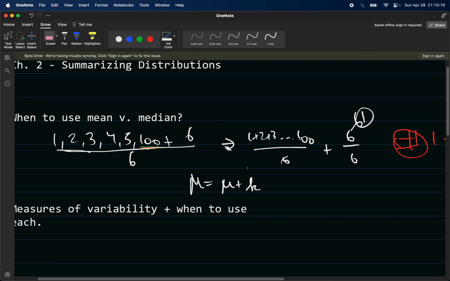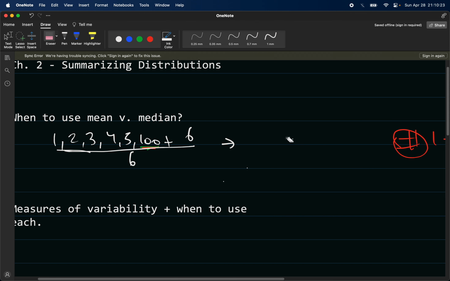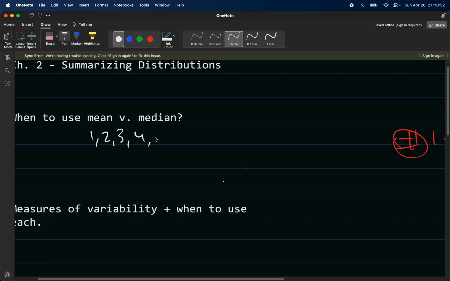Okay, let's think about what happens if you're instead multiplying by a number now. Say you have 1, 2, 3, 4, 5, and 100. Now say you multiply all of these by 2. So you would have 2, 4, 6, 8, 10, and 200.